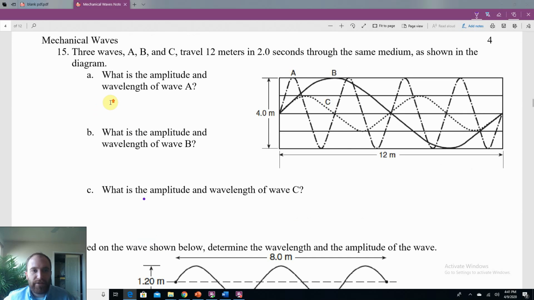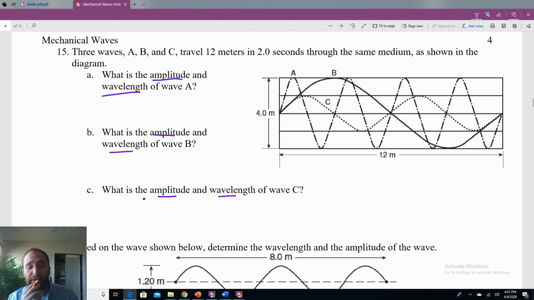Okay, give these last 2 a chance again. You can pause the video, give both of these a shot, and then I'll go over them. Alright, 15. 3 waves, A, B, and C, travel 12 meters in 2 seconds in the same medium as shown. What is the amplitude and wavelength of A? So I'm doing the amplitude, wavelength, amplitude, wavelength.